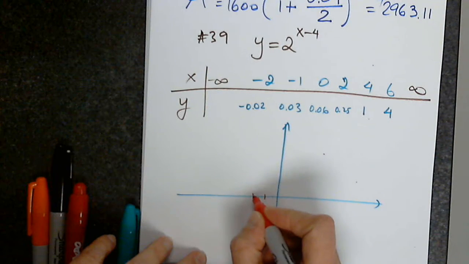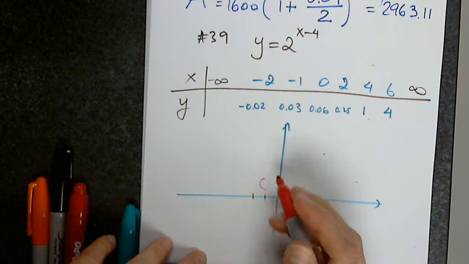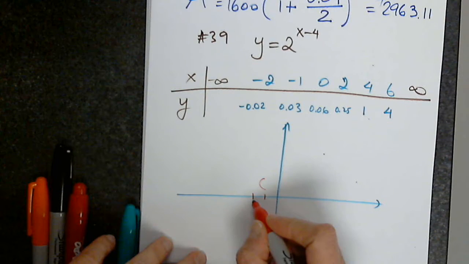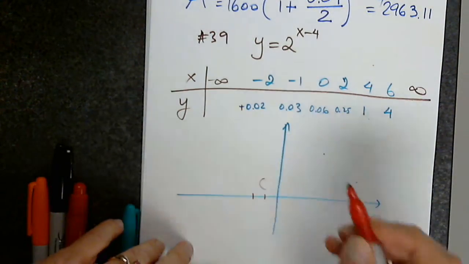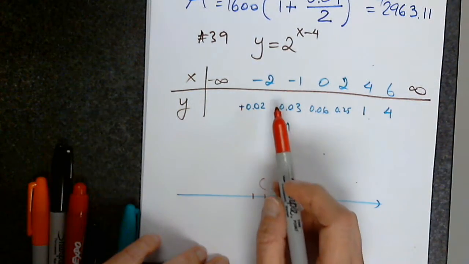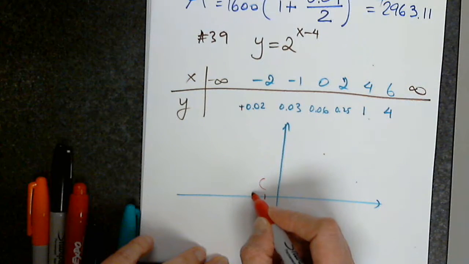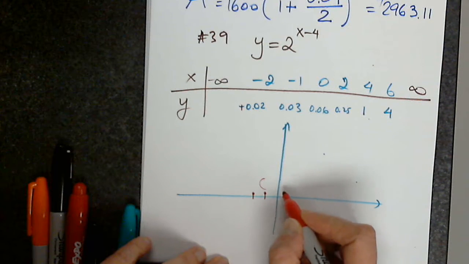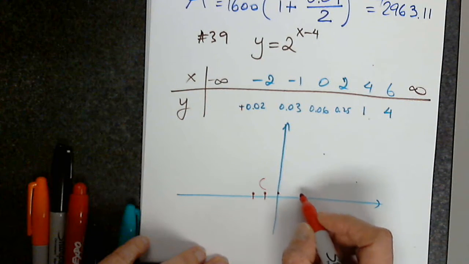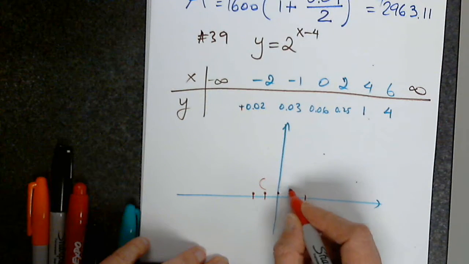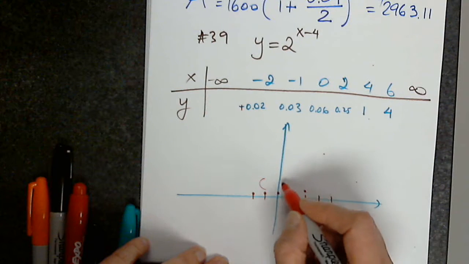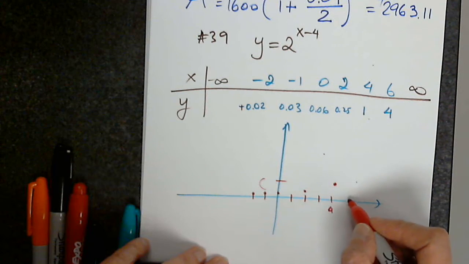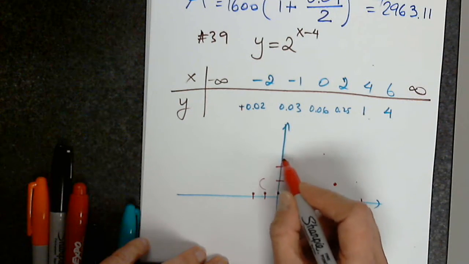So -2, it's right here. It's a negative number. Why is this a negative? Oh no, I'm sorry, it's positive. Of course, it cannot be negative. Okay, so right here, and then -1 a little bit bigger, and at 0, okay, and at 2 it's 0.25, at 4 is 1, and at 6 is 4.